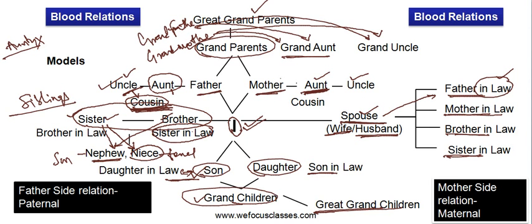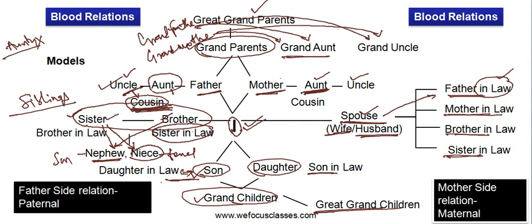In your parents' generation, except your mother and father, everyone is aunt and uncle. In your grandparents' generation, except your grandparents, everyone is called grand aunt and grand uncle. But you may get confused. Father's sister we are saying aunt, mother's sister we are saying aunt. Then where is the differentiation?